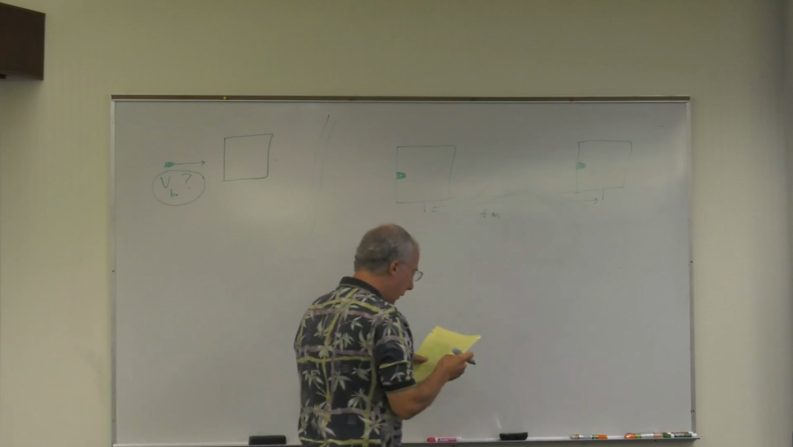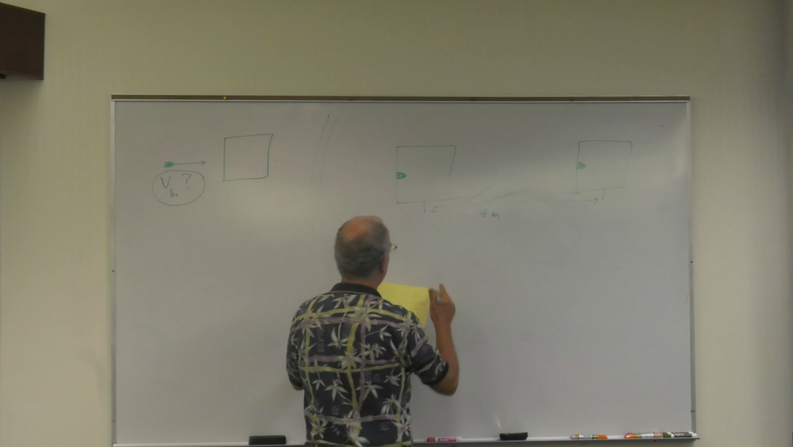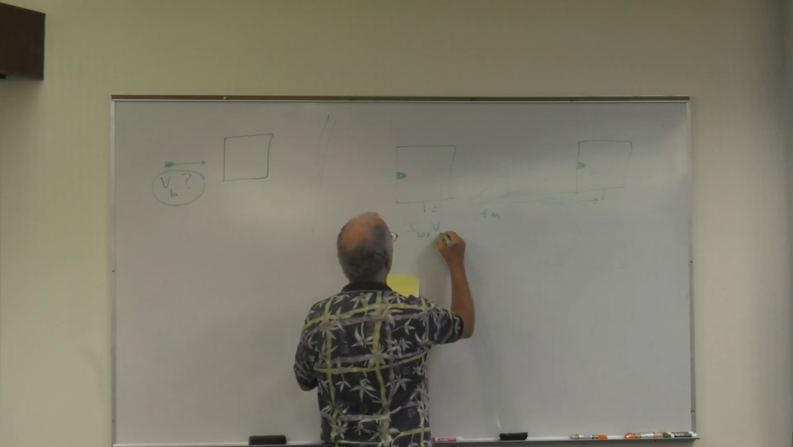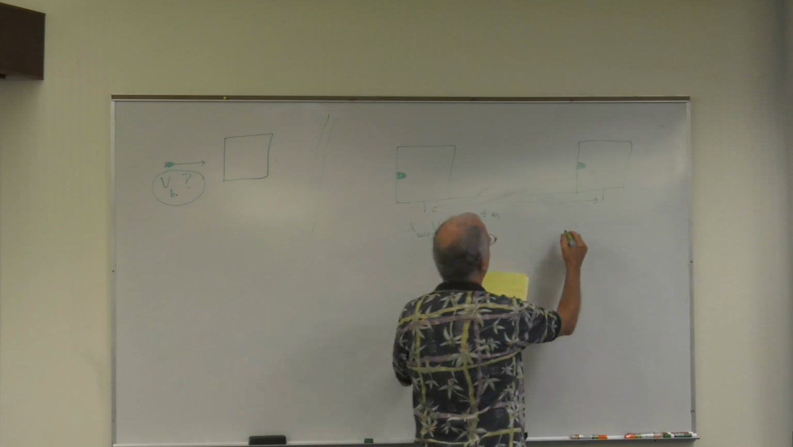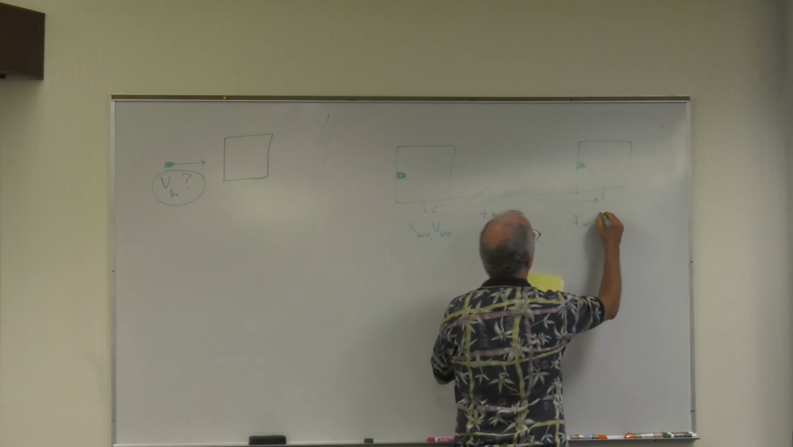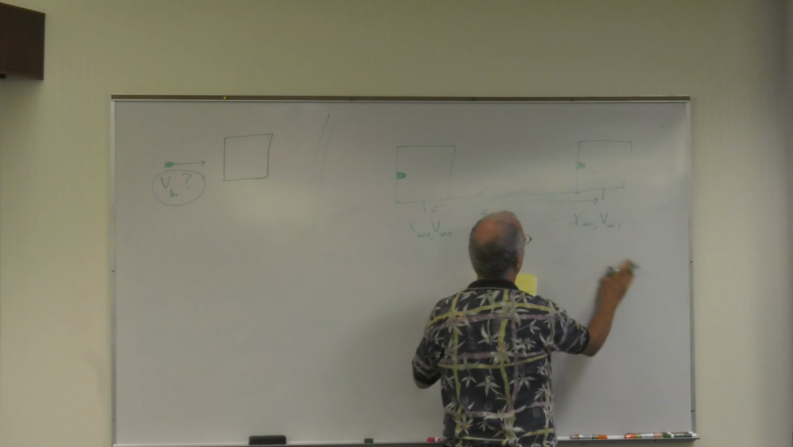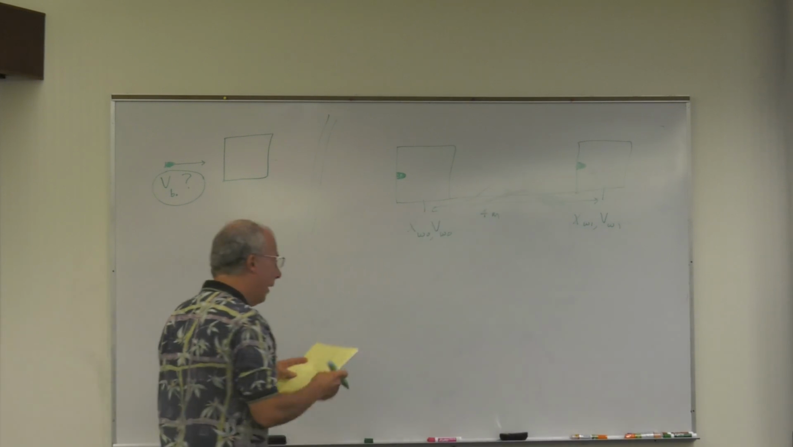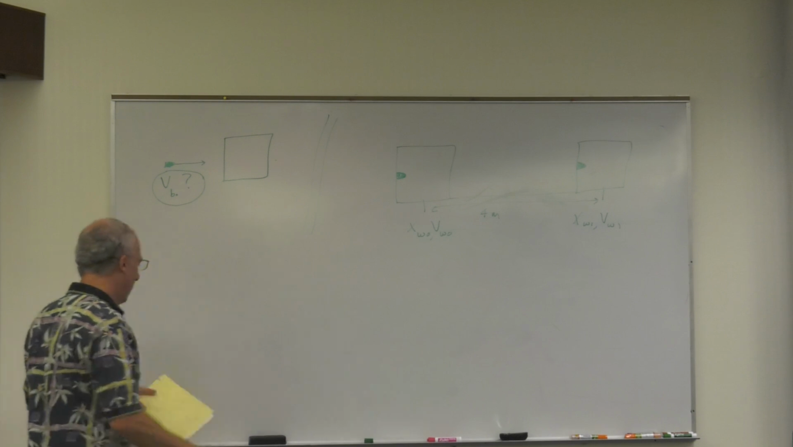So I'm going to call this x wood 0 and velocity wood 0, and x wood 1 and velocity wood 1. All right, so that's kind of what's going on.